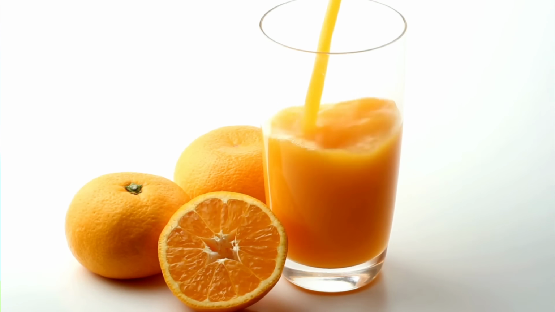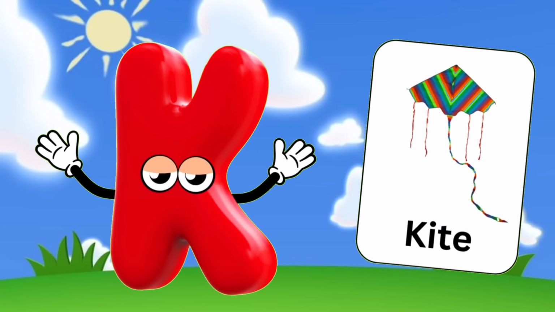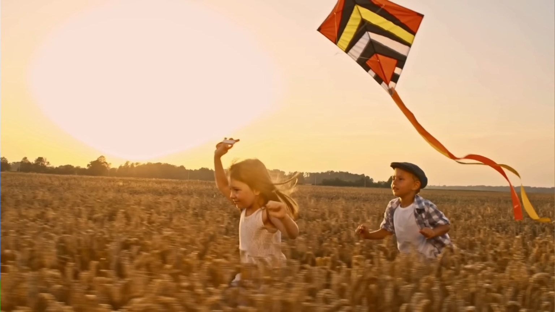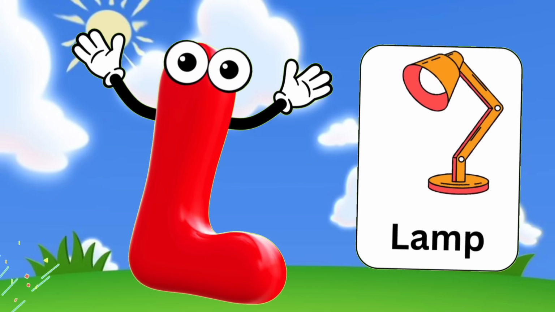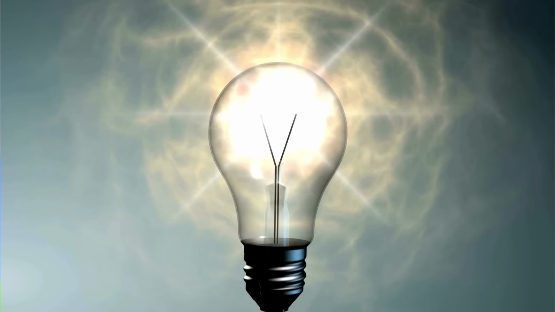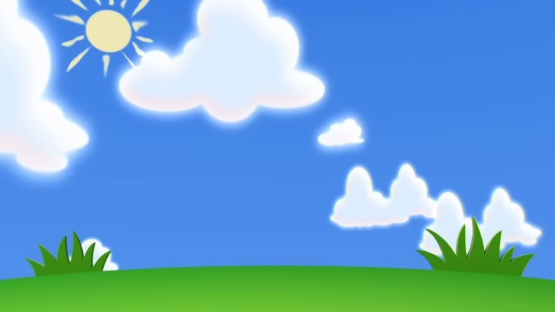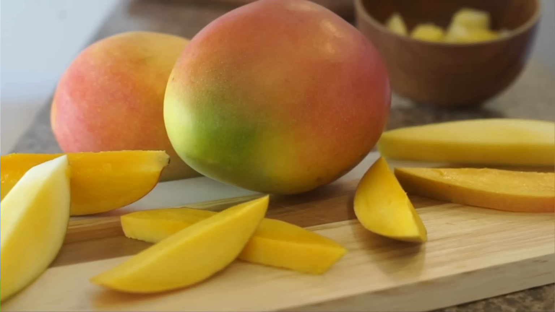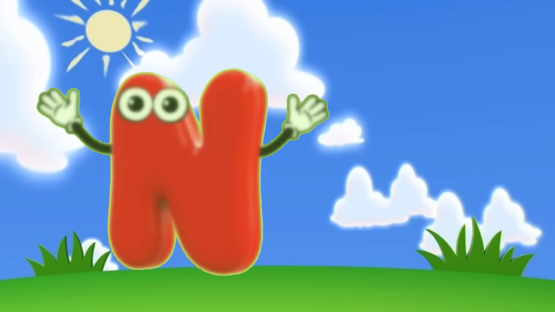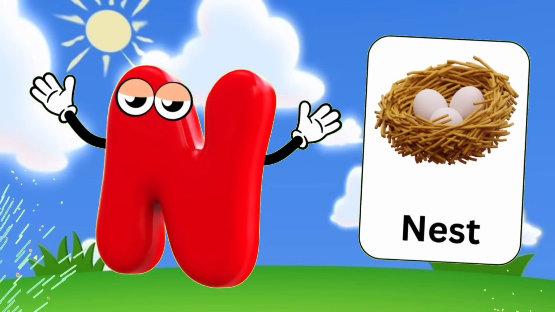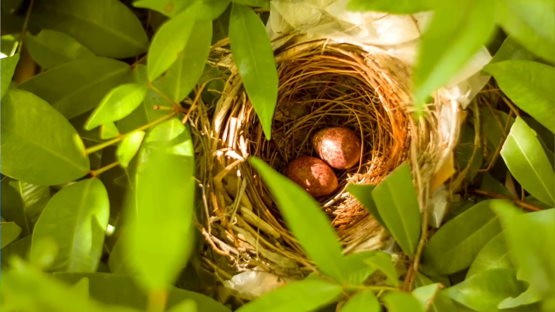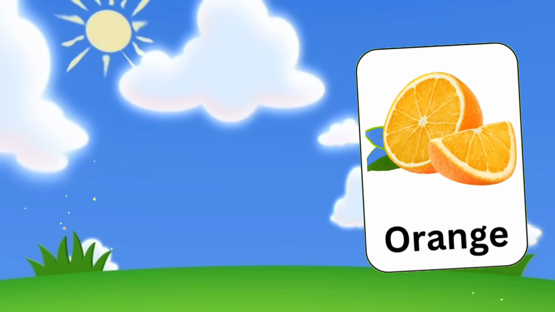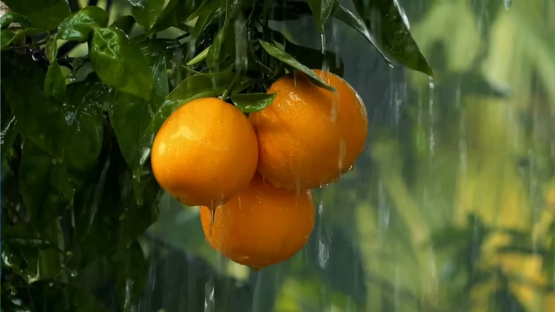J, juice. K is for kite, ka, ka, kite. K, kite. L is for lamb, la, la, lamb. L, lamb. M is for mango, mo, mo, mango. M, mango. N is for nest, n, n, nest. N, nest. O is for orange, o, o, orange.